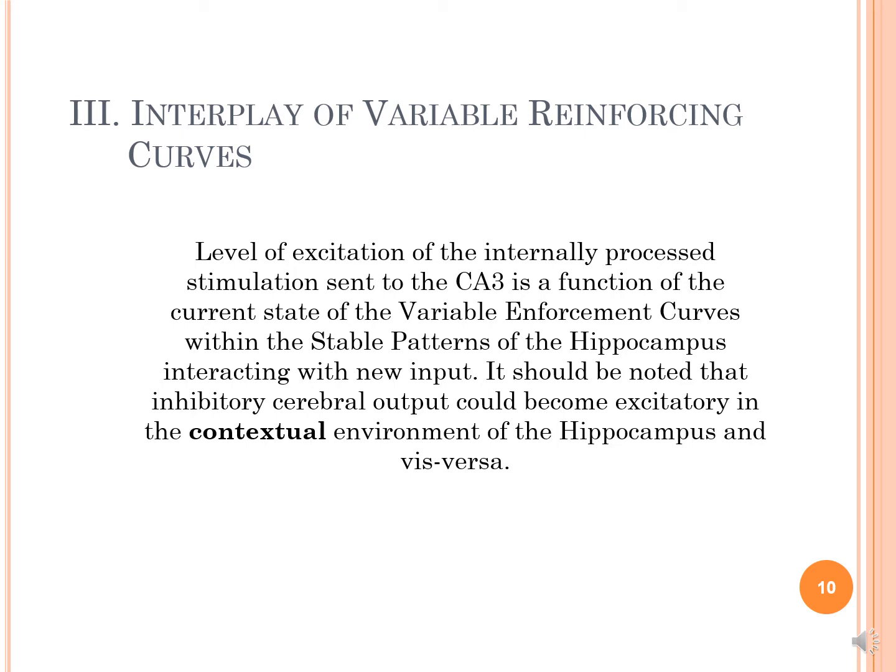So one thing to go over is the interplay of variable reinforcement curves, a little bit more information. The level of excitation of the internally processed stimulation sent to the CA3, which is a pacemaker in the hippocampus, is a function of the current state of variable reinforcement curves within stable patterns of the hippocampus interacting with new input. It should be noted that inhibitory cerebral output could become excitatory in the contextual environment of the hippocampus and vice versa. Because we're talking about the hippocampus, this is going to be the long-term or stable patterns, as opposed to the dynamic patterns that are present in the cerebral cortex.